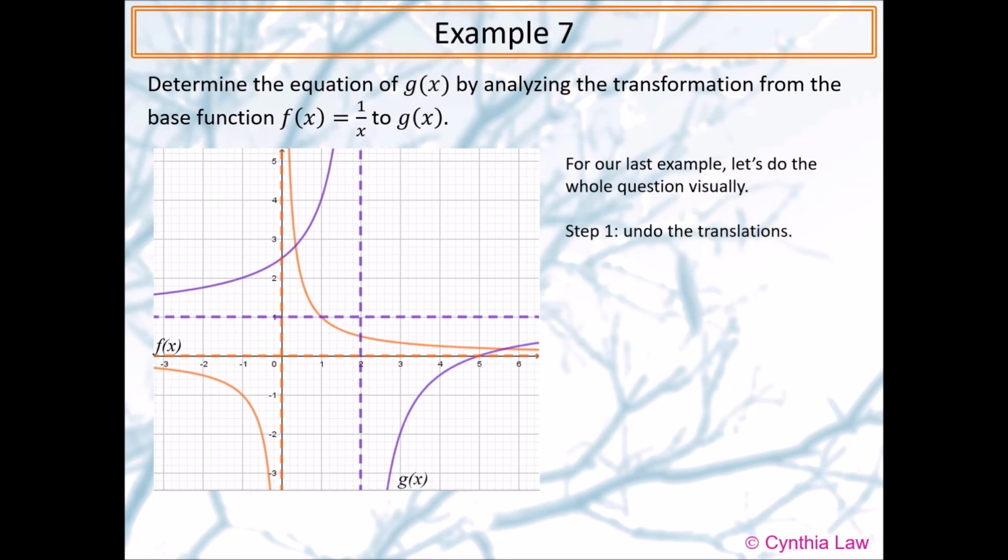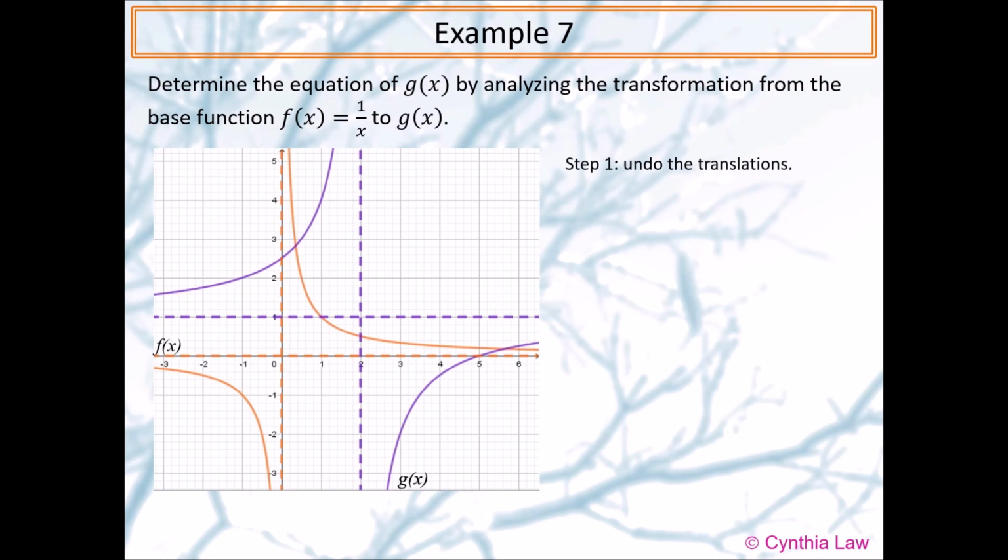So step 1, we want to undo the translations. That's what we did with the other 2 examples. Step 2, we're going to undo the reflection. That's what we did in example 6. And then lastly, we're going to find out the stretch or compression, whether it is horizontal or vertical. So first, undo the translation.